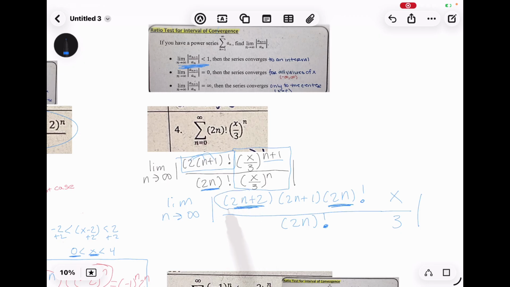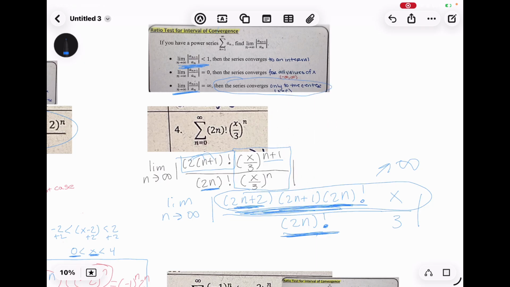This numerator part is bigger than the bottom, right? As we can see, this numerator part with all these factorials is bigger than the denominator. So we know that this numerator is going to infinity. And we know when it approaches infinity, it then converges only to the center.